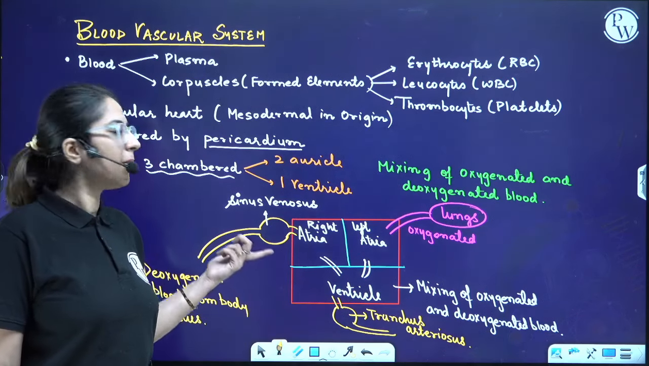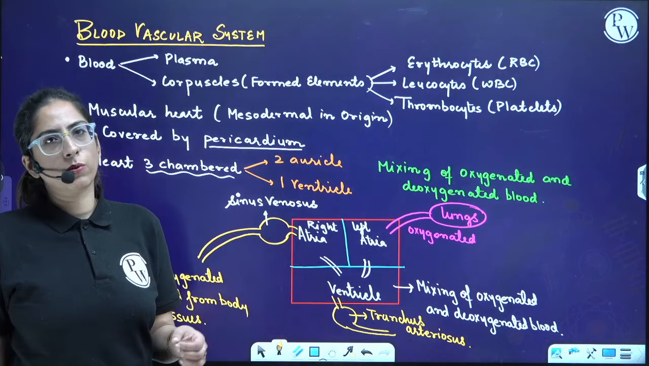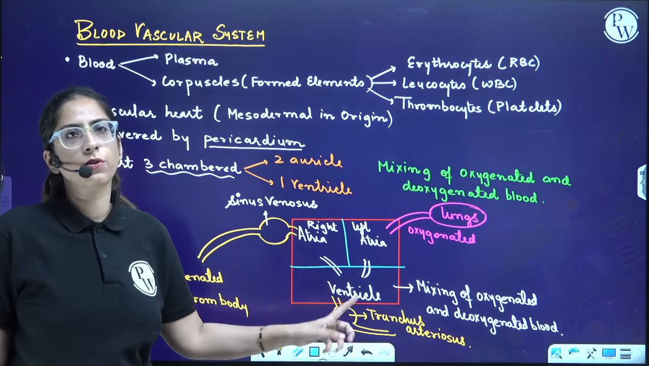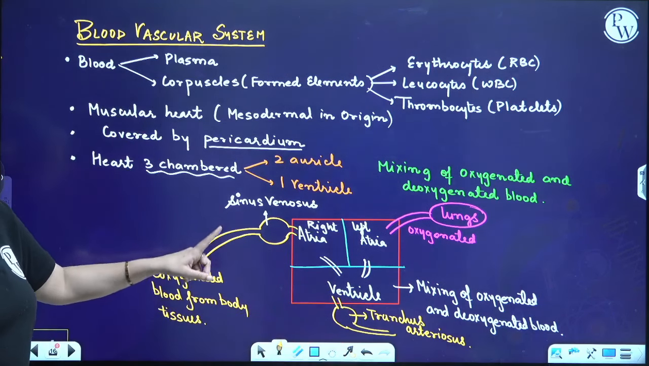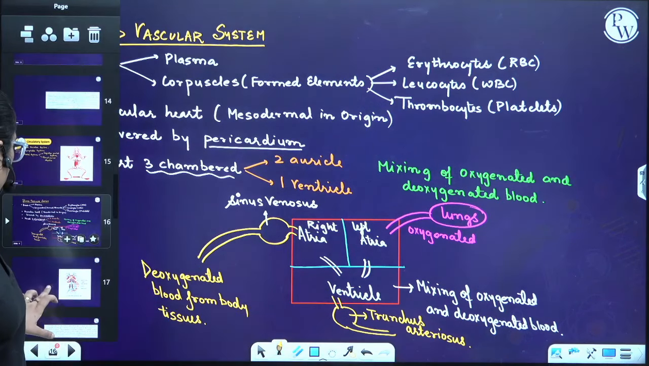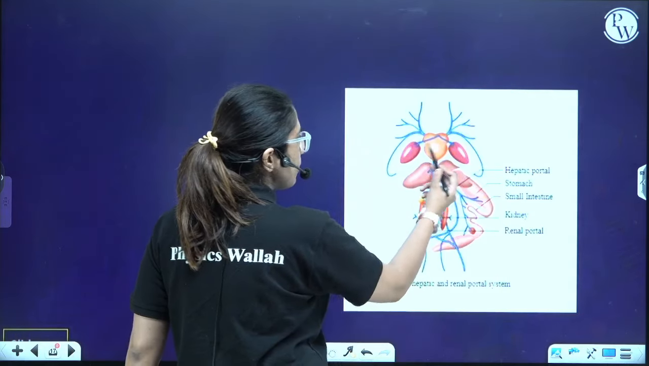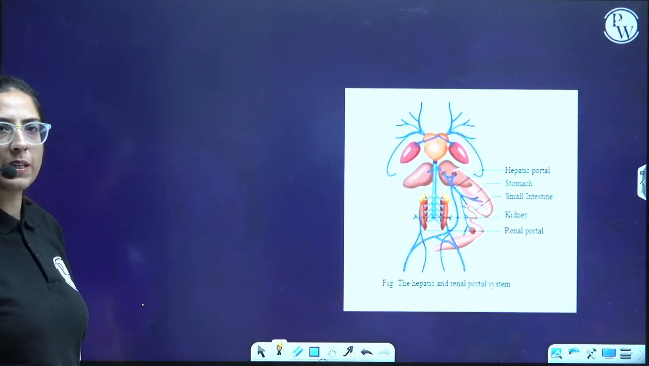Two extra chambers: sinus venosus and truncus arteriosus, or conus arteriosus. Any word you want, the truncus arteriosus, that's fine. Or the sinus venosus. Clear? Look at the structure. Here you can see a muscular heart is present, a three chambered heart.